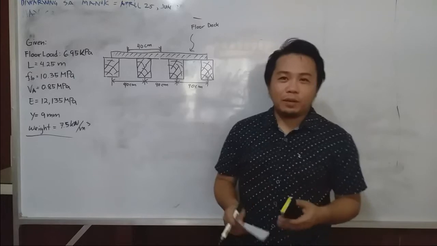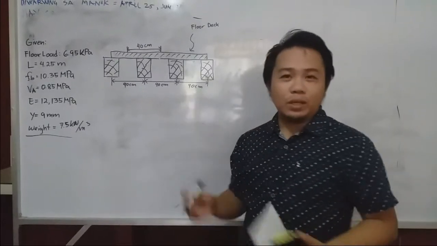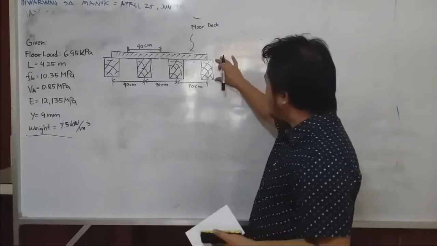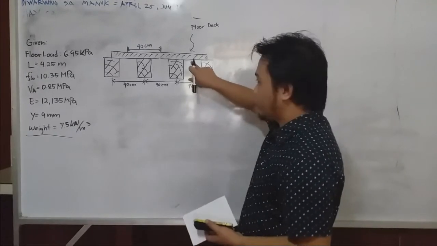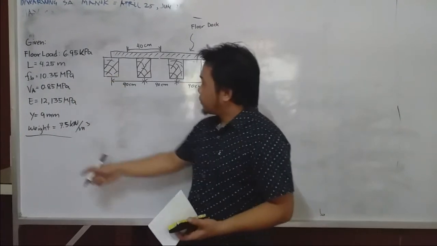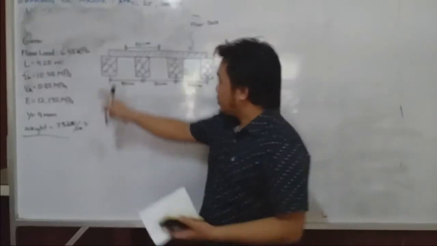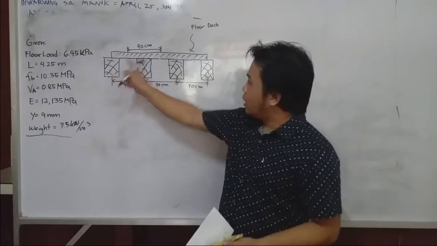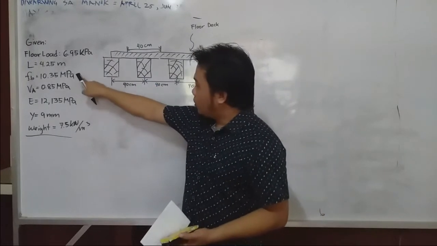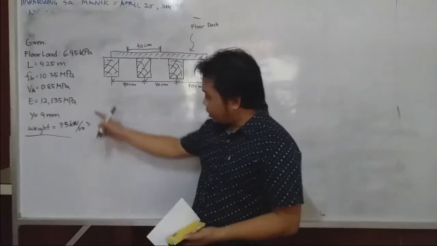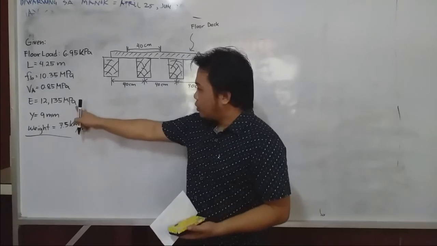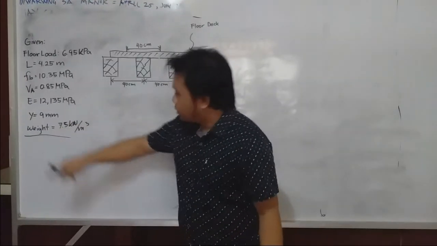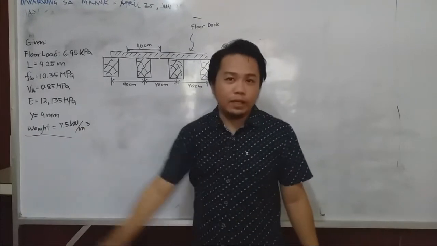So let's solve that problem. I have drawn the figure for the problem. This is the floor joist and this is the floor deck. I also wrote the summary of the given: the floor load, the length or span of the beam, the allowable bending stress and the allowable shearing stress, the modulus of elasticity, including the allowable deflection, and lastly the weight of the floor joist.